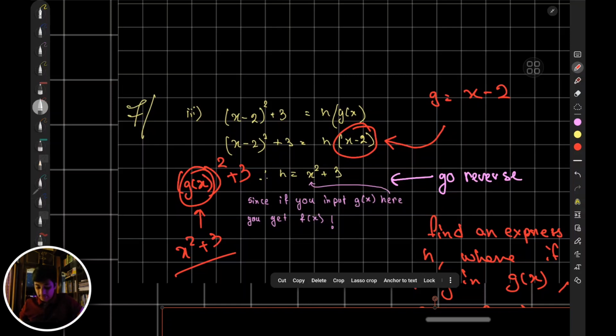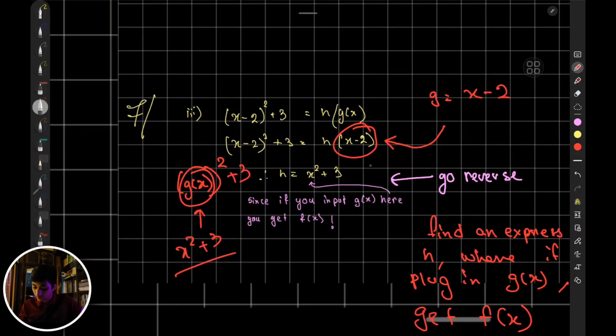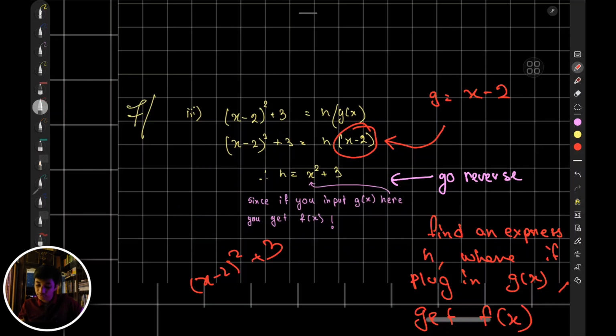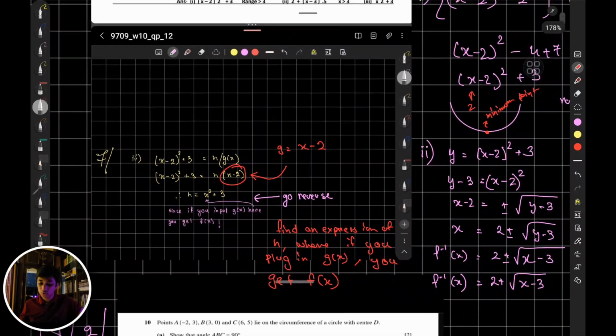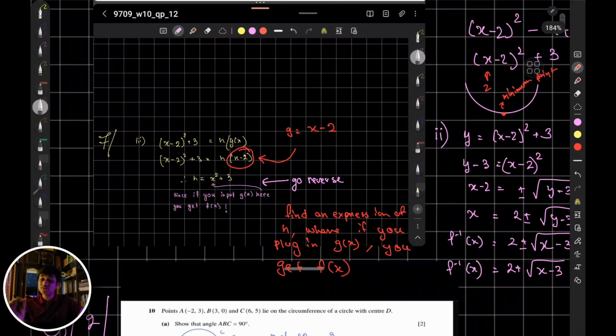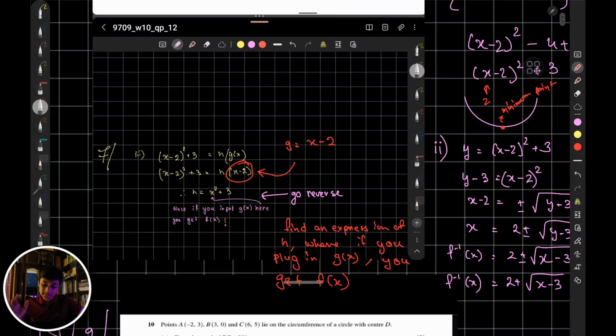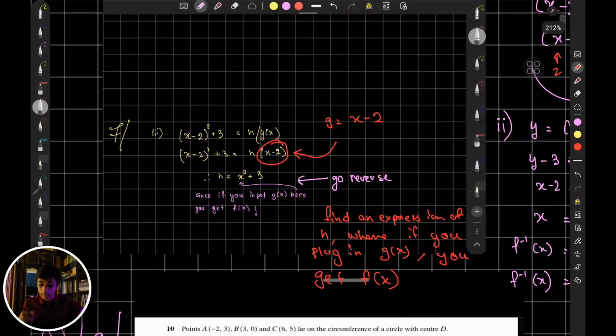How do you know that? Let's see. If you plug in x minus 2 over here, which is (x minus 2) whole square plus 3, that is going to give you this exact f of x function. So again, if we backtrack and try to figure it out, h of g of x is a function that is exactly identical to f of x. So you simply try to make a function that if you plug in g of x, you're going to get f of x.